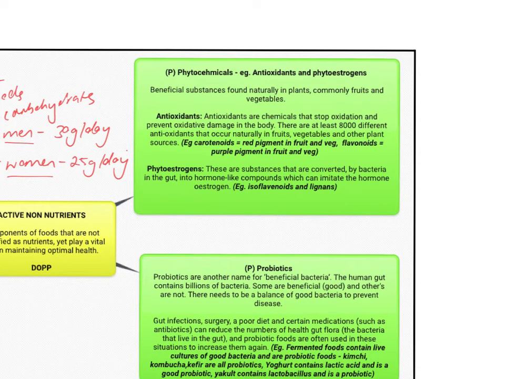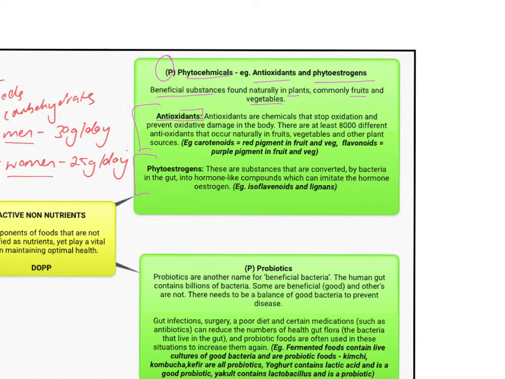So we're now moving on to the third type of active non-nutrient, which starts with a P, and these are phytochemicals. Examples of phytochemicals include antioxidants and phytoestrogens. Now, phytochemicals are beneficial substances that are found naturally in plants, mainly in fruits and vegetables. And the two types of phytochemicals we're going to look at are antioxidants and phytoestrogens.